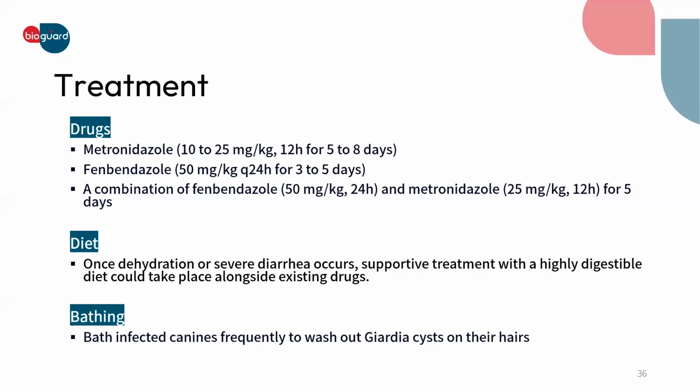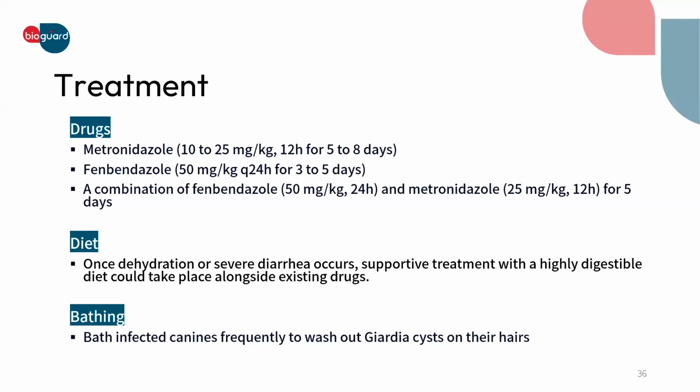So after there is a correct diagnosis, there is a treatment that we have to start giving to the dog. It is a very simple treatment. Mostly vets are using metronidazole at the dosage of 10 to 25 mg per kg weight of the dog, every 12 hours, for 5 to 8 days based on the improvement of the symptoms.